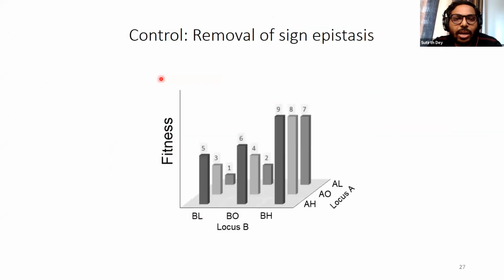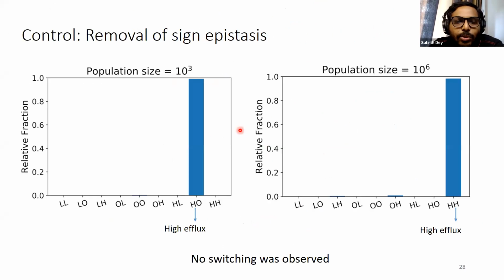Now, obviously, you need the controls for this. So what will be the control? First, you remove the sign epistasis. So this is what was done. Remember, in the other case, it was 7, 8, 9 in this direction. Now we reverse this fitness landscape. The moment you do that, it's all in the same direction, and everything just goes towards high efflux. So you don't have low efflux coming at low population size.